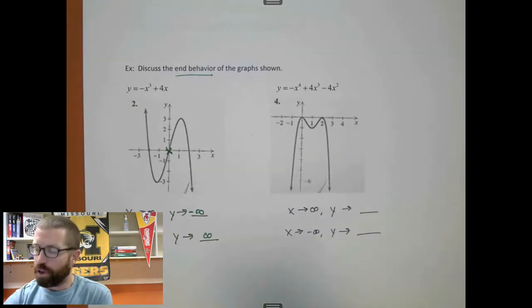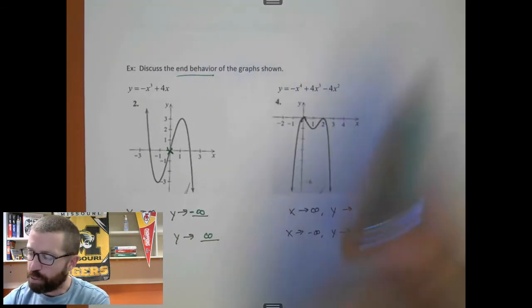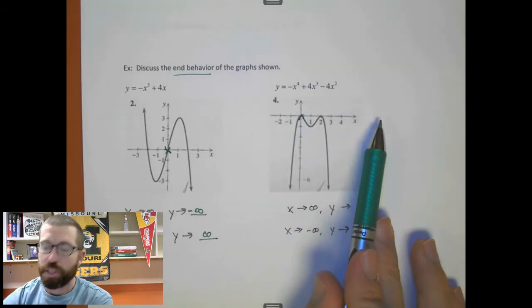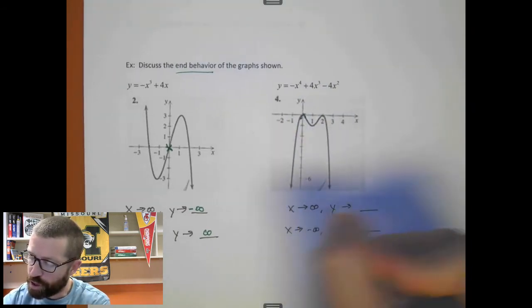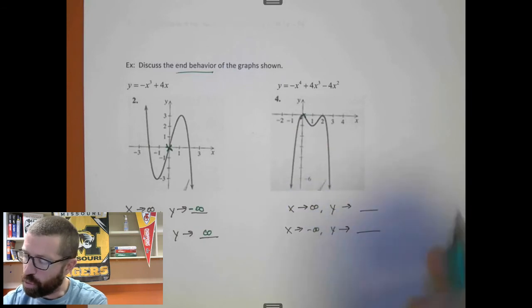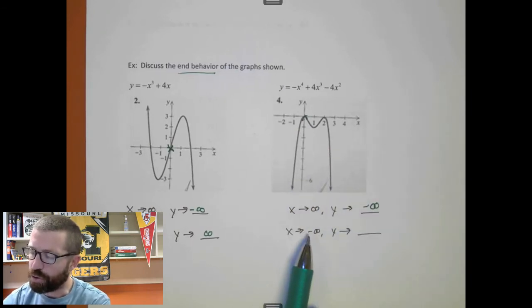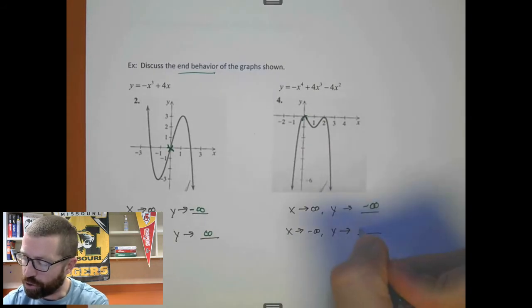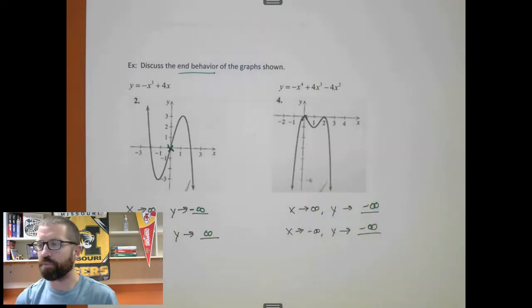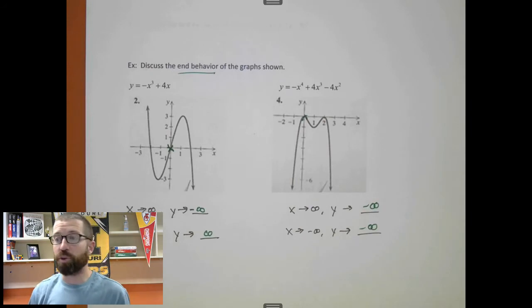Okay, so here, think about this being your starting point. On the right, the graph is falling. So as x goes to infinity, or on the right, y goes to negative infinity. And as x goes to negative infinity, or on the left, y also goes to negative infinity. Okay, so that's finding it from the graph.